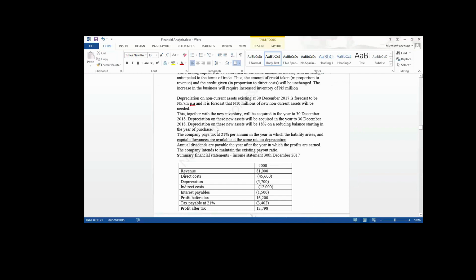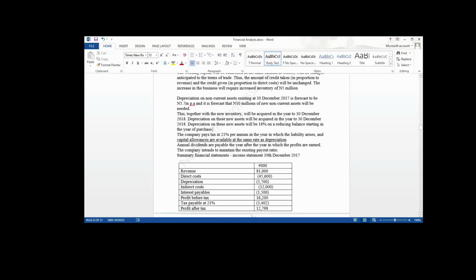We have gotten to these points. Look at this, please. The company pays tax at 21% per annum in the year in which liability arises. Capital allowance is equal to depreciation. We come back to that.